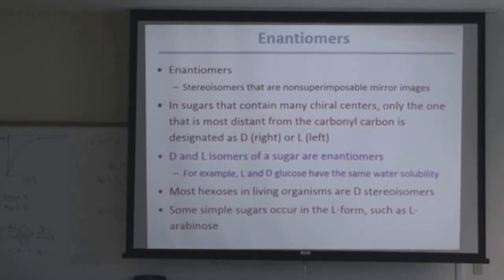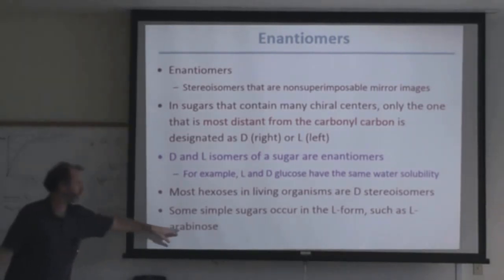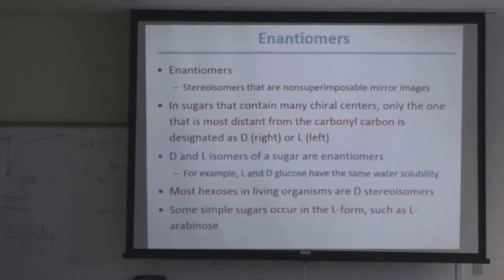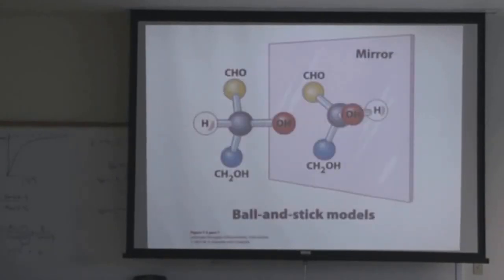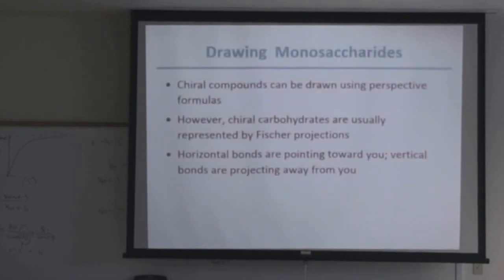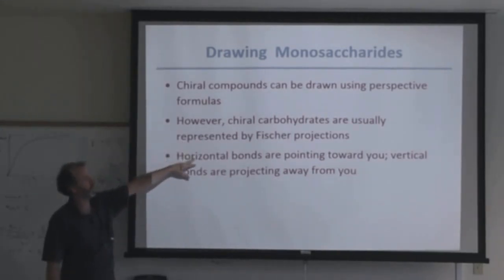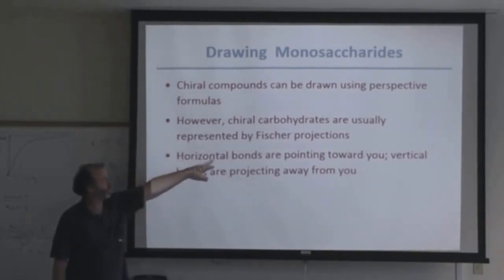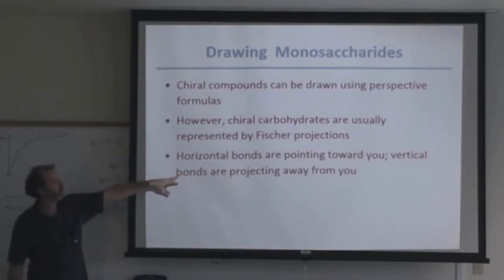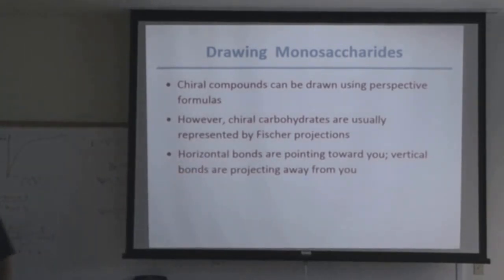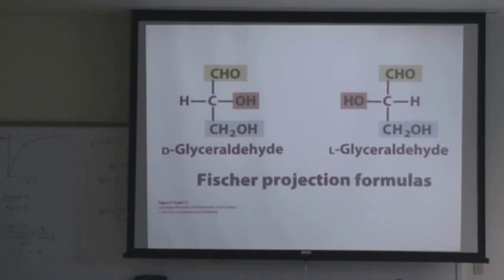So some simple sugars occur in the L form, such as L-arabinose, but the majority we're going to see are D. This is the ball and stick model showing you stereoisomers. If you guys remember that from, I think, organic, is when they introduced that. And chiral compounds can be drawn using perspective formulas. However, chiral carbohydrates are usually represented by Fischer projections, where the horizontal bonds are pointing towards you and the vertical bonds are projecting away. And this shows you your Fischer projections.